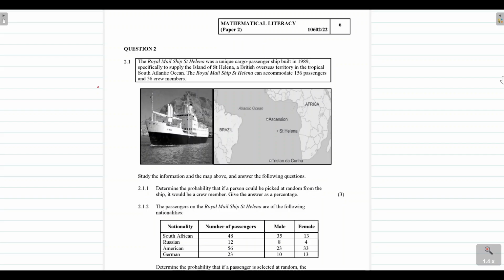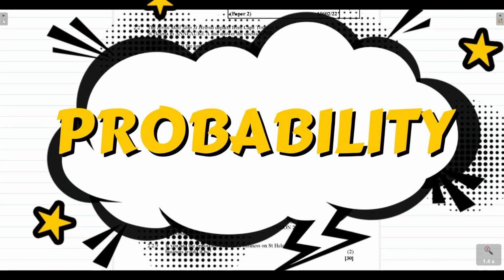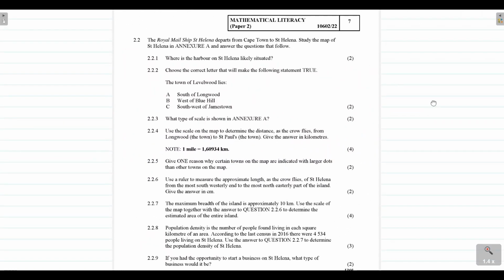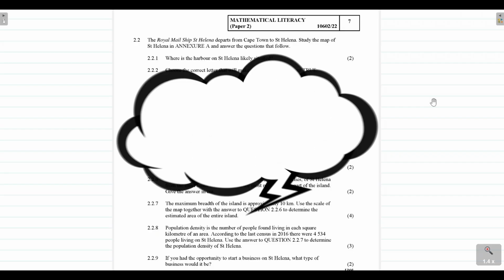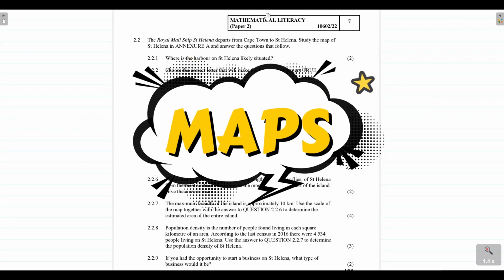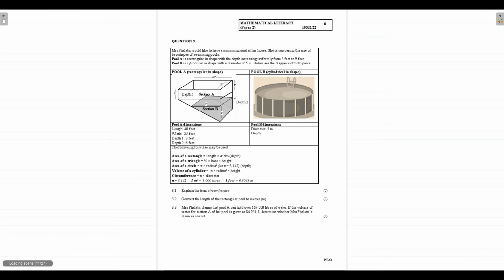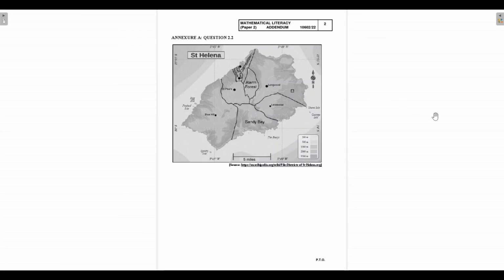On today's video tutorial, guys, we are going to be tackling question 2 from the grade 12 mathematical literacy paper 2 that was written in September 2022 by the Gauteng province learners. In this video tutorial, we are going to be tackling question 2.1, which deals with probability, and we are also going to be looking at question 2.2. Question 2.2 deals with maps, so we're going to be using a map that is given to us in annexure A, and we're going to be using this map to help us answer the questions that are given to us.